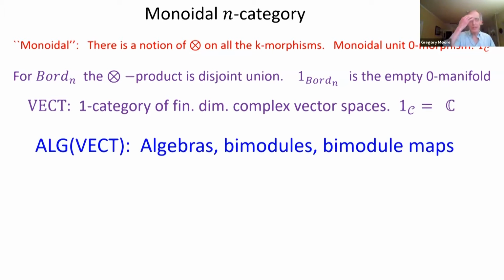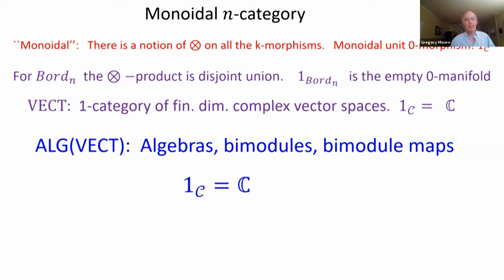A good example of a two-category is to look inside the vector spaces, the set of all vector spaces, and choose the algebras, those vector spaces which admit an algebra structure, and choose an algebra structure. And so that gives you a two-category. The zero morphisms are the algebras, complex finite dimensional algebras, and then a one morphism between two algebras is just a bimodule. This is my definition. And then the two morphisms between bimodules are bimodule maps.